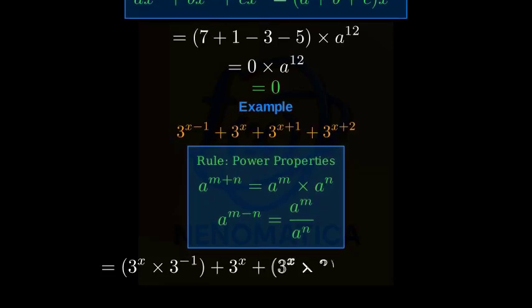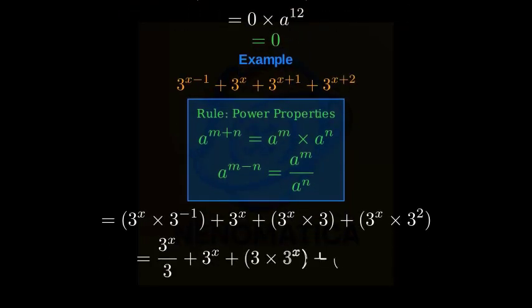Let's rewrite each term. 3^(x-1) can be written as 3^x times 3^(-1). Then we have 3^x as is. Next, 3^(x+1) is 3^x times 3. Finally, 3^(x+2) is 3^x times 3 squared.